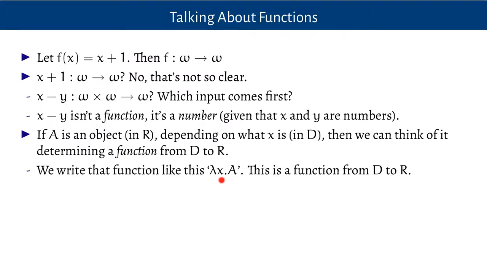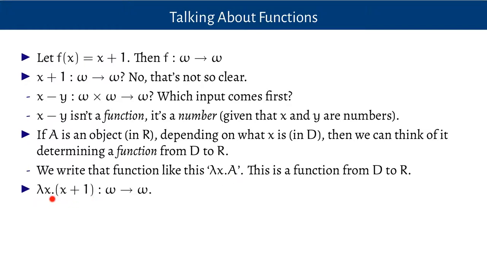So in general, if I've got this object and it depends on x, I'll think of the function as this thing, lambda x dot a. This is a function from the domain to the range, and what the function is, is the kind of rule or the process or whatever it is that gets us from the domain to the range. It expects an input, and then we plug that in for where the x is in the description a. So let me give you an example.